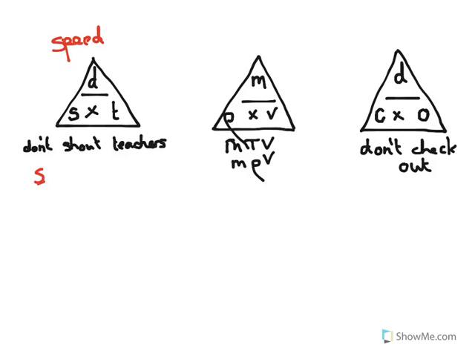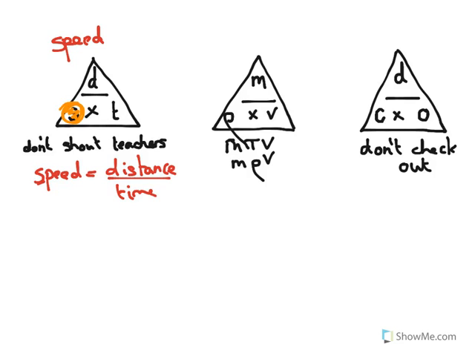Speed is distance divided by time. That's the standard one. If I would like to calculate the speed s, I cover over the speed with my thumb or my finger, and I look at what's left in the triangle. If I cover over the speed here, I actually get left in my triangle distance divided by time.